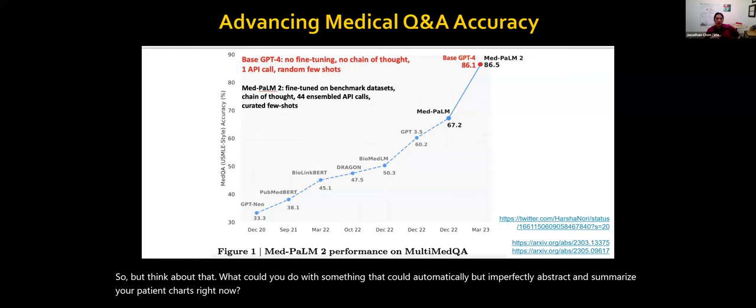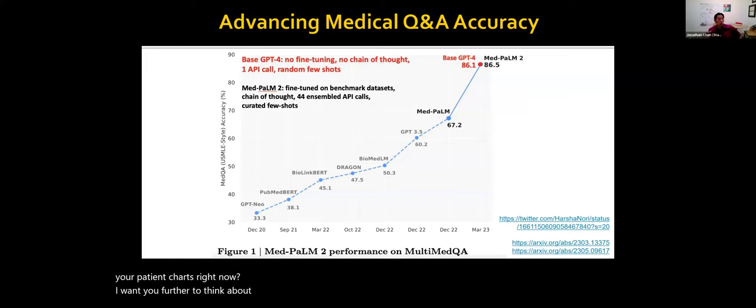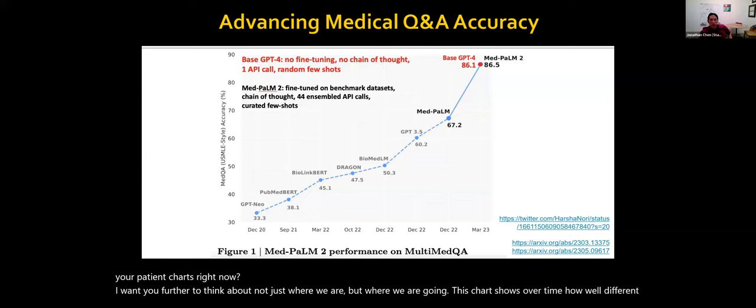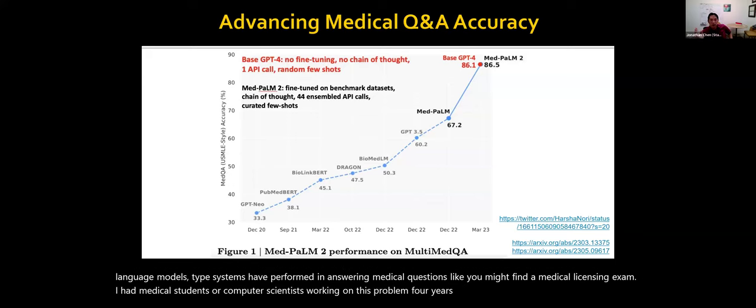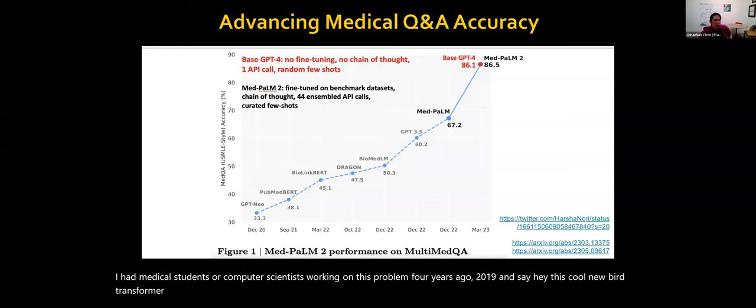I want you further to think about not just where we are, but where we are going. This chart shows over time how well different language model type systems have performed in answering medical questions like you might find in a medical licensing exam. I had medical students or computer science students working on this problem 4 years ago, 2019, and say, hey, this cool new BERT transformer technology is coming out. Let's just give it a try. Give it some medical board exam questions. I just wonder how it'll do.